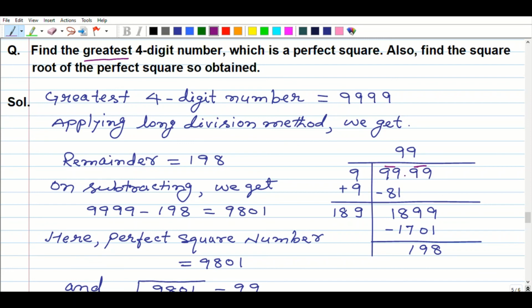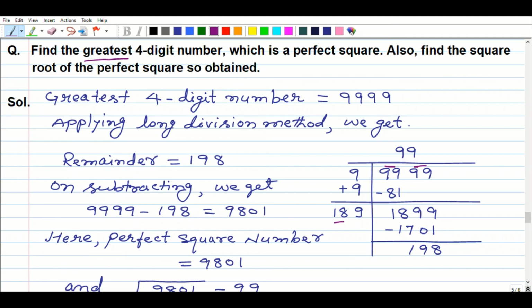99 is 9. So 9 becomes a divisor, and 9 also becomes a quotient. So 9 times 9 is 81. After subtracting 81 from 99, we get 18, and adding in the divisor 9 plus 9, we get 18. And which digit will we take to make it equal to 1899 or less than 1899.